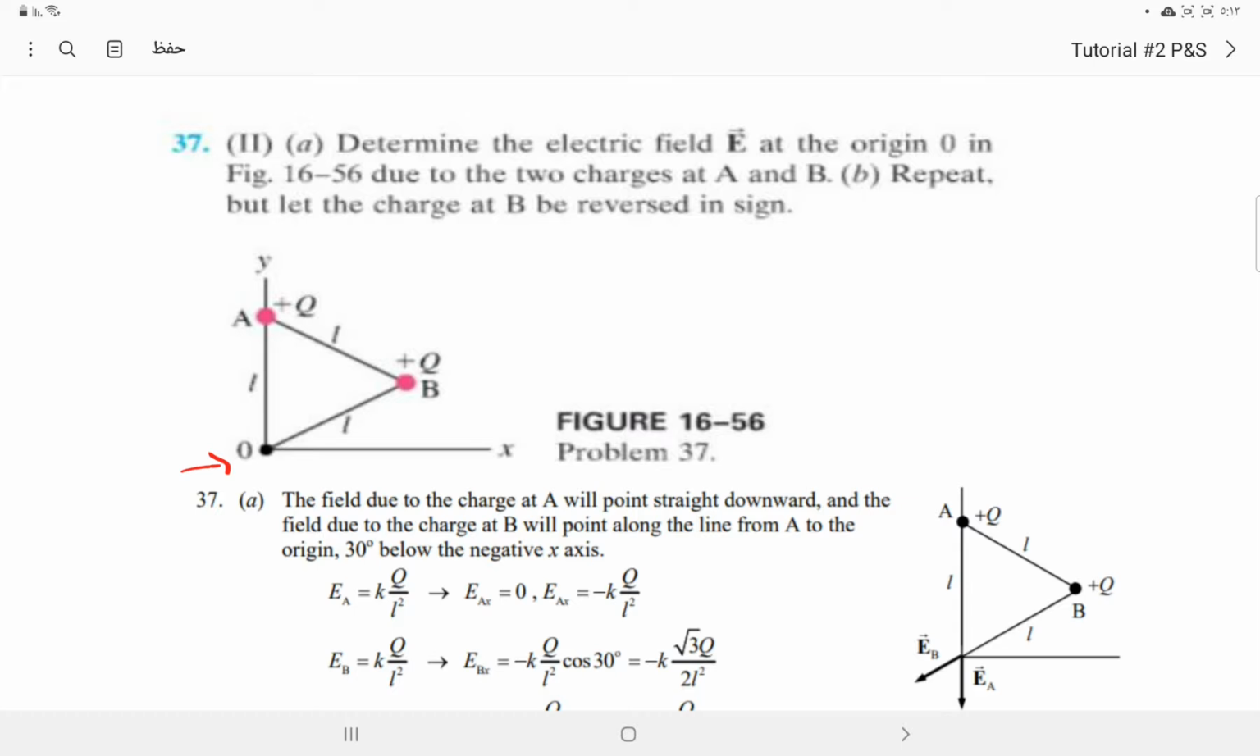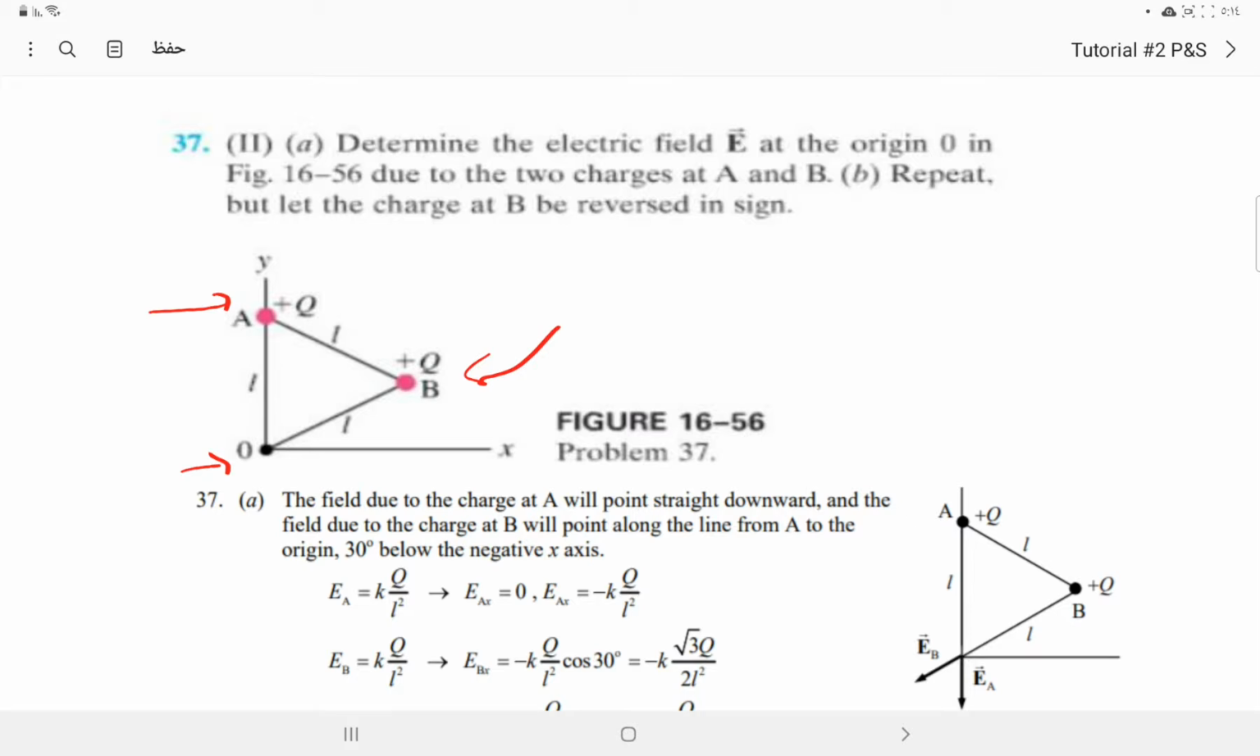We should always ask ourselves where we should find the electric field. So where is the place? It has been given that we should find it at the origin O. This is the figure, due to the two charges at A and B. We have two charges, one here and the other one here. These two charges will affect all the points around them, but we should only look at the origin.